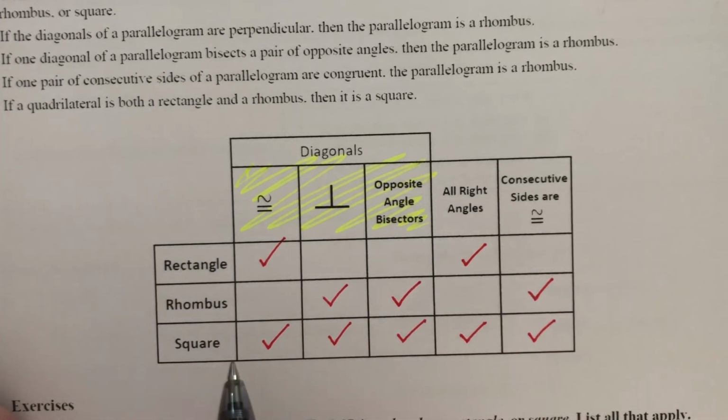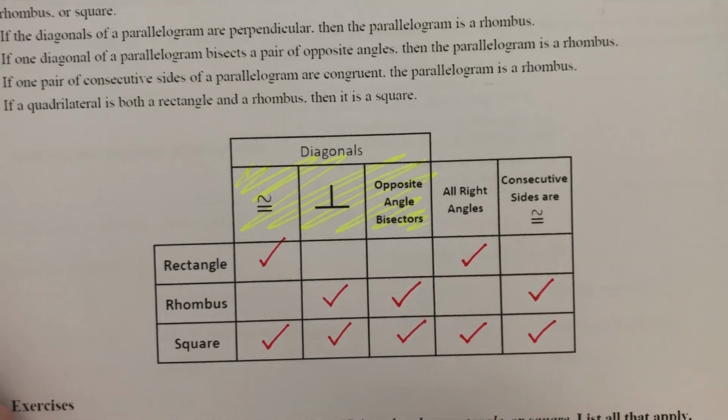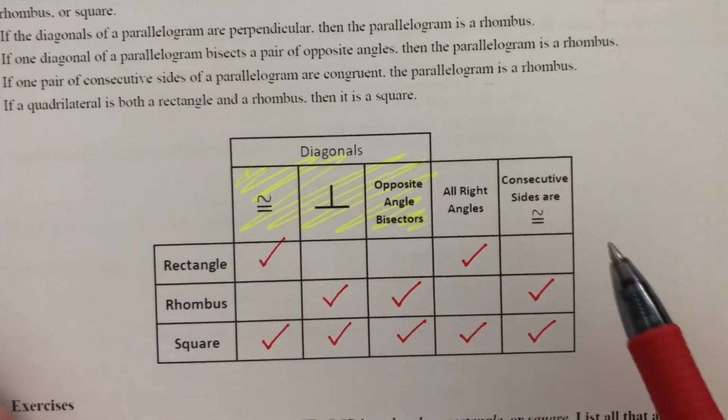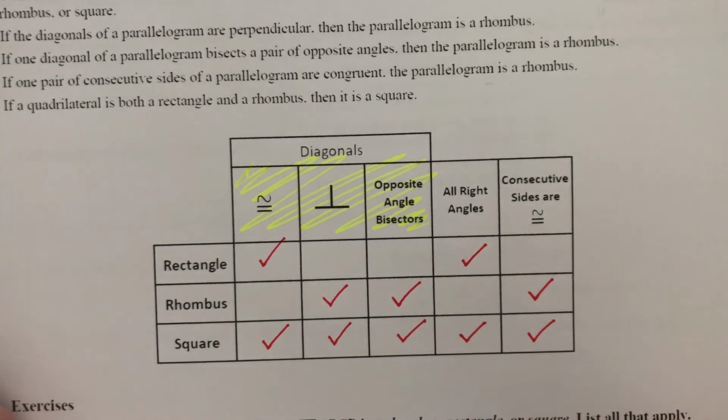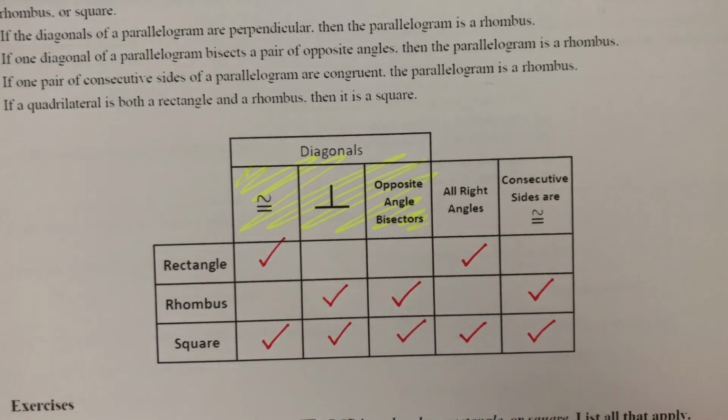Same thing for a rhombus. All squares are rhombi. They qualify as a rhombus, right? But not all rhombi qualify as squares, right? If they're tilted to the side, they don't have four right angles, so they don't qualify as a square. But all squares meet all the qualifications of a rhombus. I hope that makes sense and doesn't confuse you.